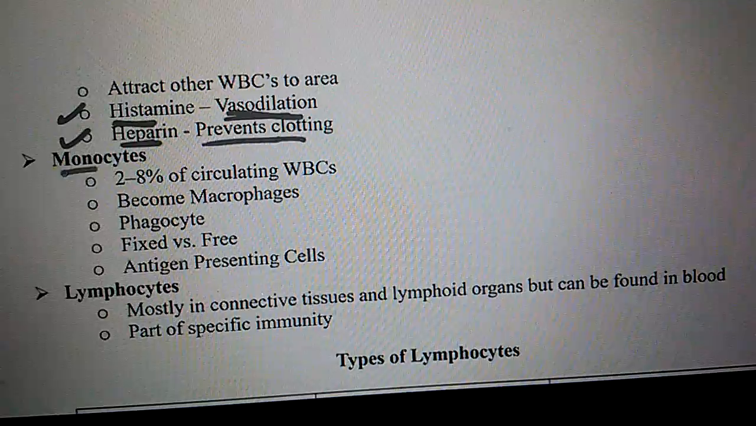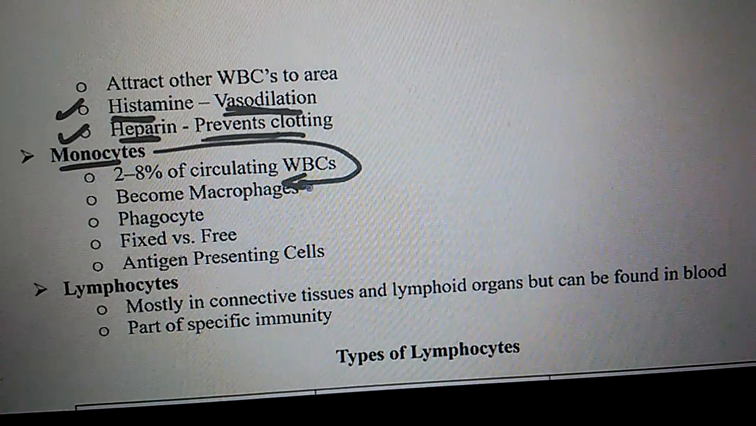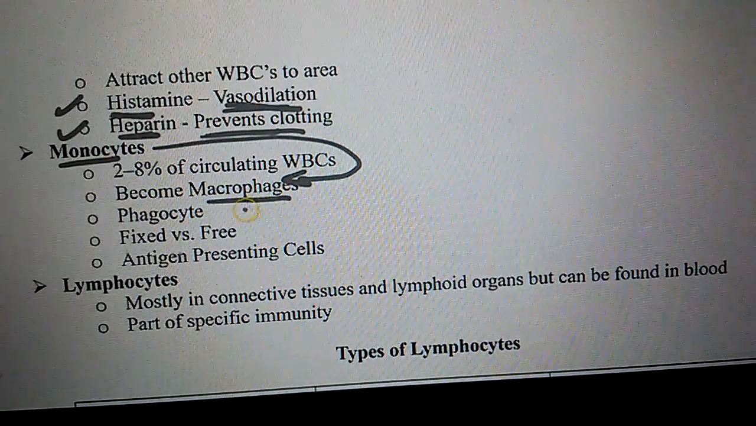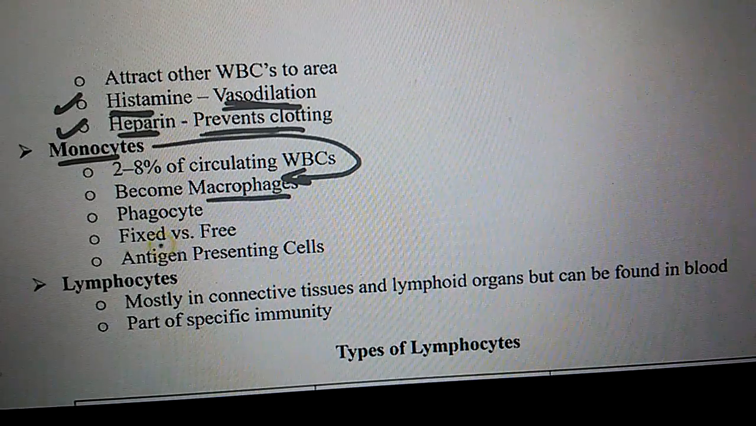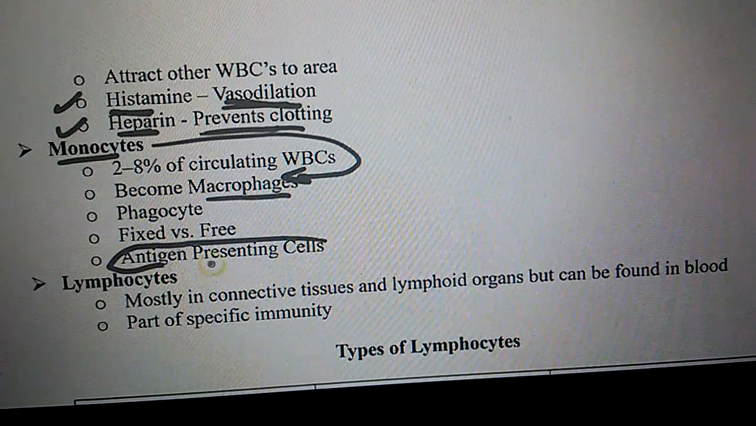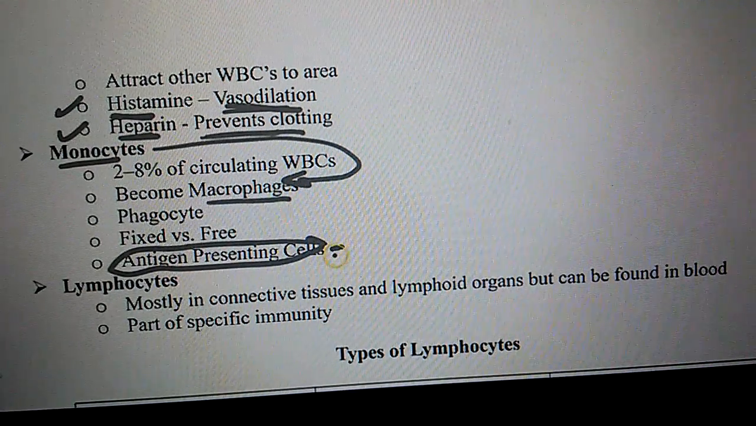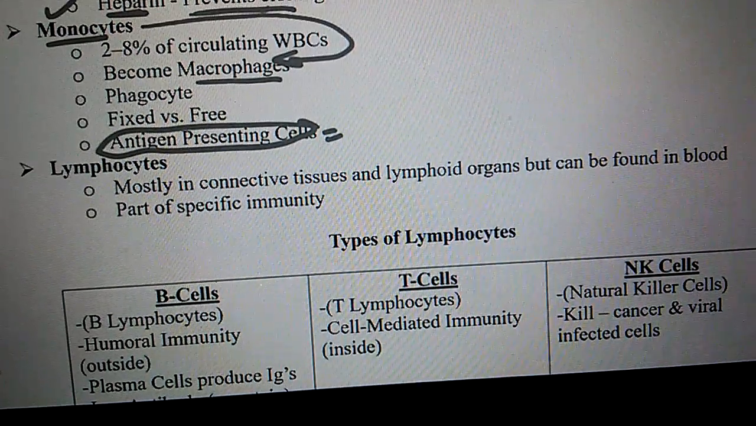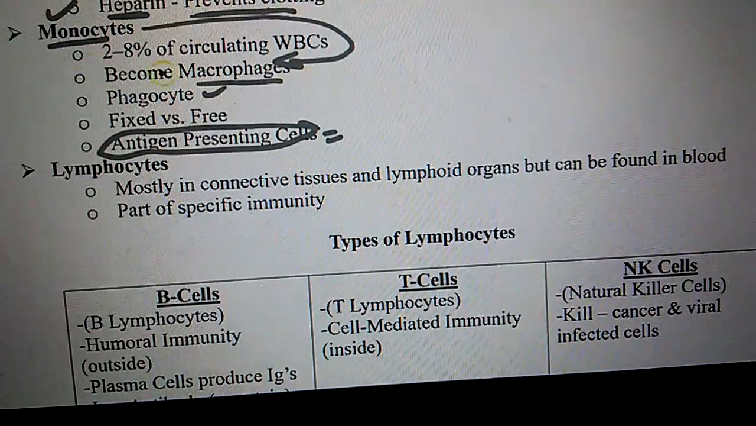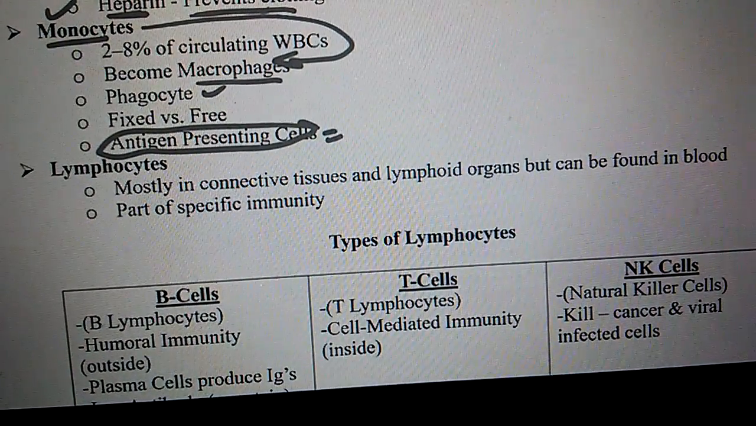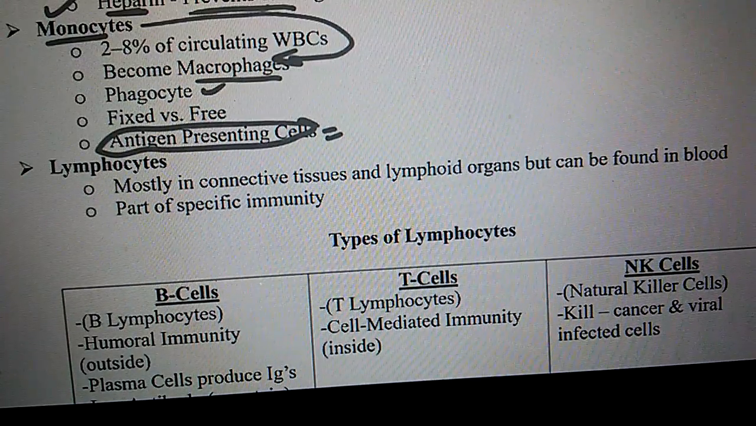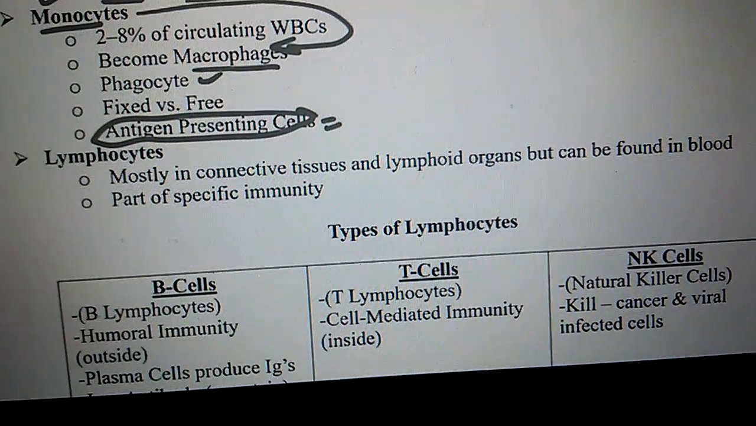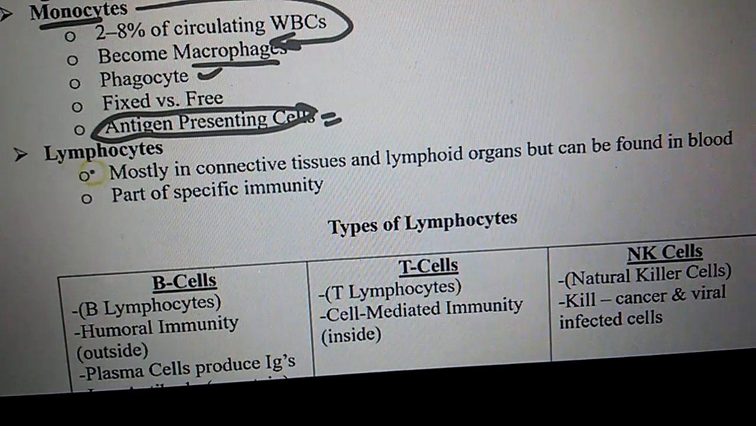Monocytes will eventually become what type of cell? Macrophage. Are monocytes phagocytes? Yes. So are macrophages phagocytes? Yes. Can macrophages serve as antigen-presenting cells? Yes. Are monocytes and macrophages granulocytes or agranulocytes? They are agranulocytes, because Ben has the granules. Therefore, lymphocytes and monocytes/macrophages do not have the granules.